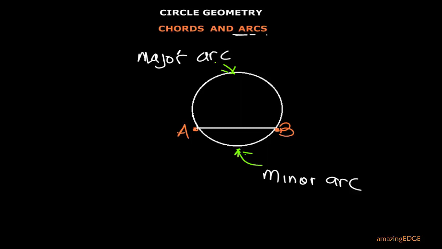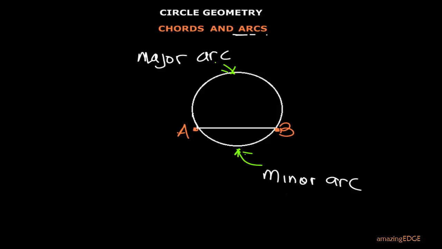We can also say another thing about a chord. A chord divides a circle into a minor and a major arc. So this is another property of a chord.